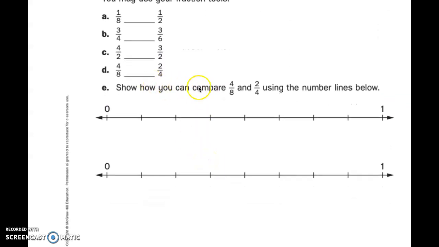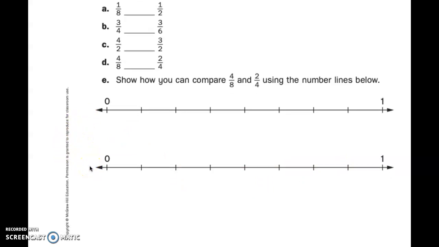E says, show how you compare 4/8 and 2/4 using the number lines below. So after you've done 4/8 and 2/4, is it greater than, less than, or equal to? You need to show them using these number lines. So show 4/8 on this one and 2/4 down here. How would you show us?